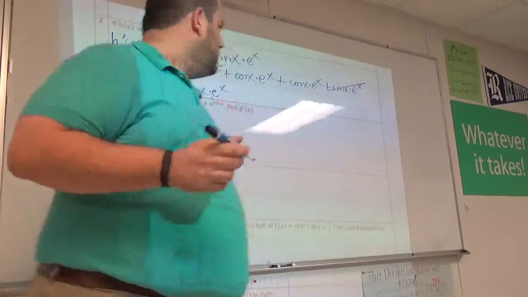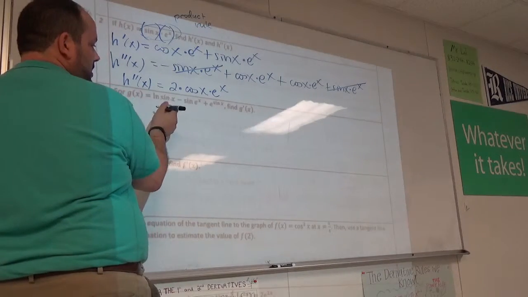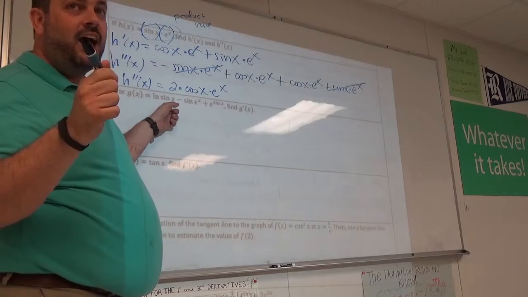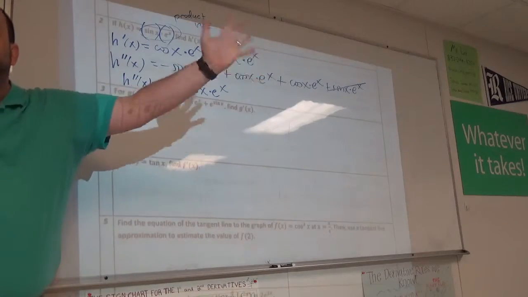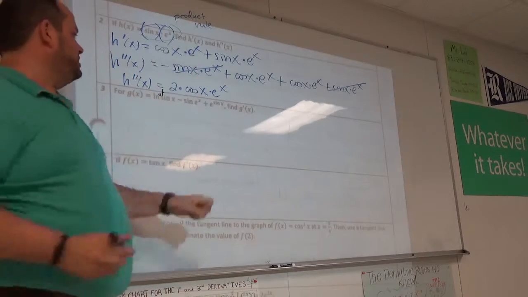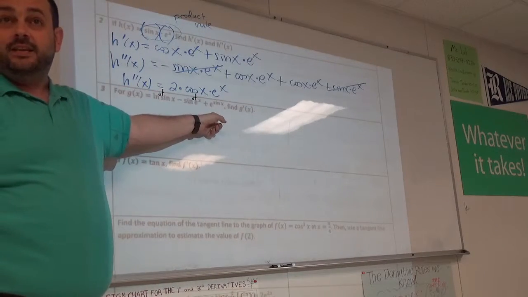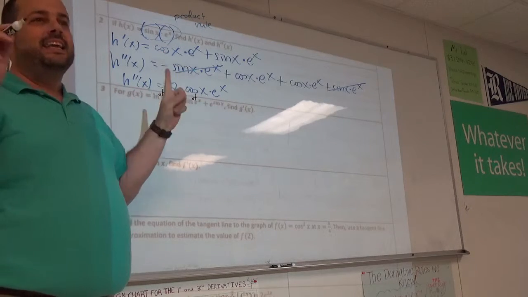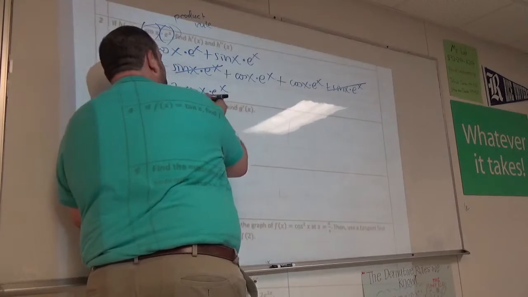For g of x equals natural log of sine of x, natural log of sine of x, minus sine of e to the x, plus e of, not e sine of x, e to the power of sine of x.